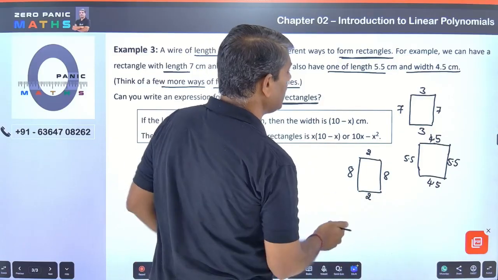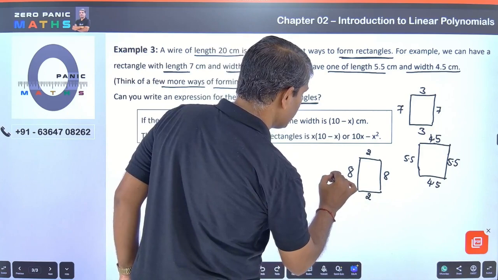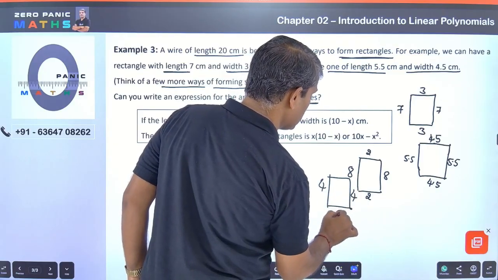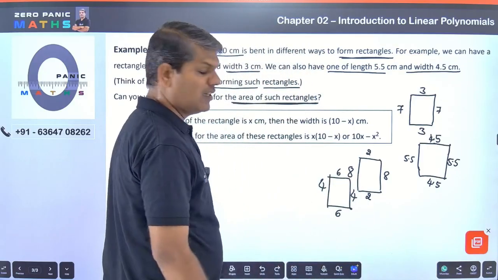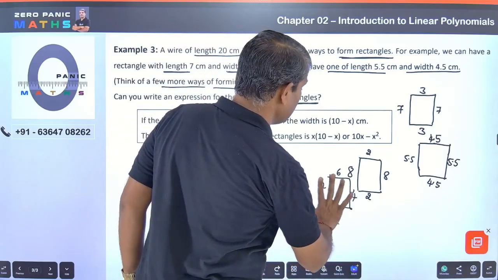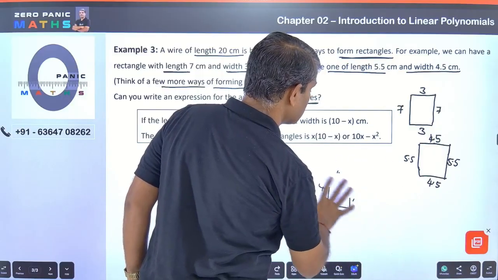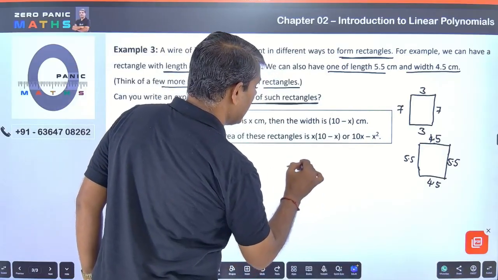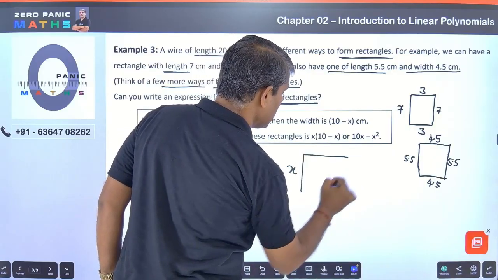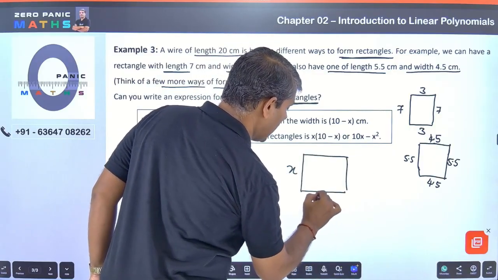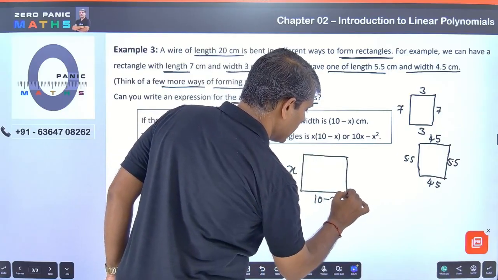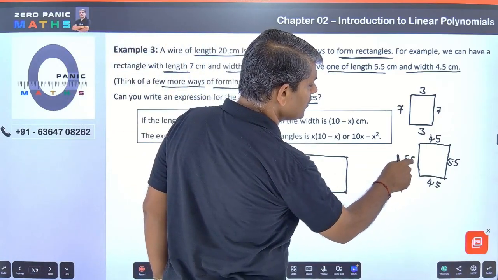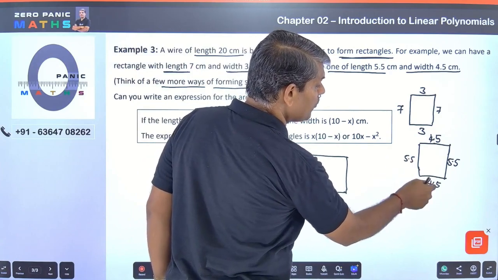Now if you take it a different way, suppose I take it as 4 and this is also 4, it is 8 now. So I want the width to be 6 and 6, so that it makes 20. So in general, if x is the length of this, and x is the length of this, I am considering the width as 10 minus x. Width is 10 minus x. Why is that so? You can see that here: if 5.5 is there, 4.5, that is 10 minus 5.5 is 4.5.